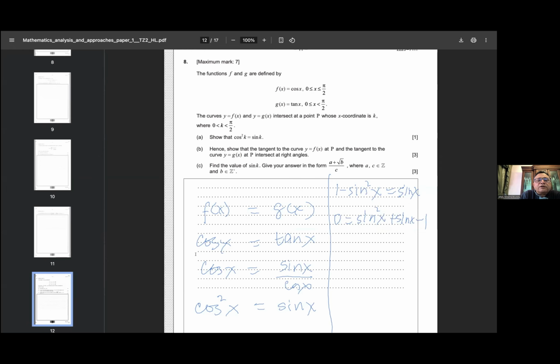Okay. Show that cos square x. Oh, we had to just show that cos square x equals sin x. Yeah, just what we found here itself, right? Okay, I was going further. So we have done the first part, which is cos square x is equal to sin x. We don't have to find k. That's surprising. Okay, great. So we'll leave it there. We're done, right? Cos square x is sin x. Yes. Let's move on.